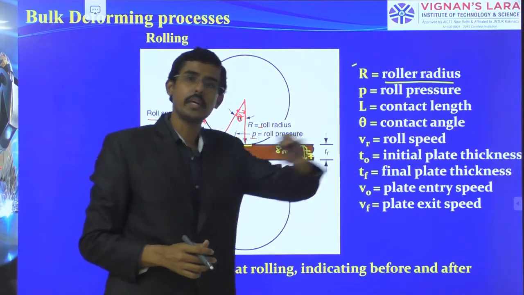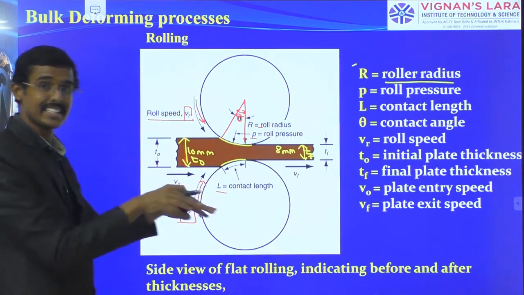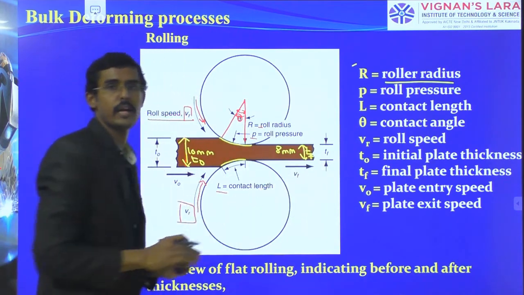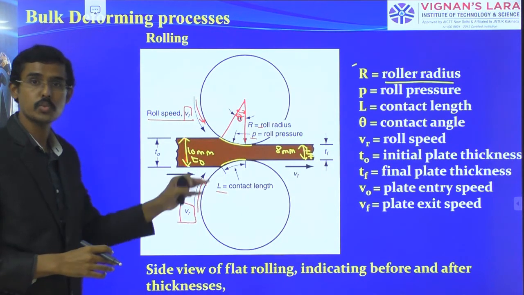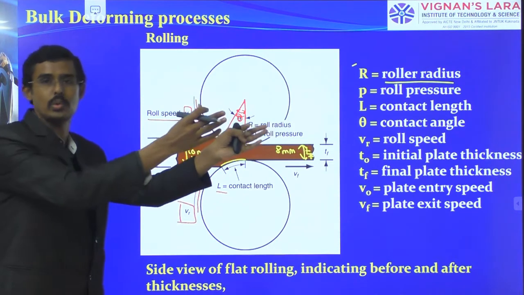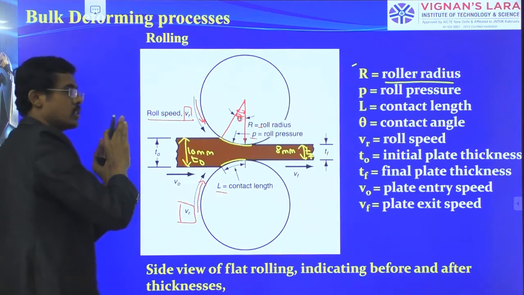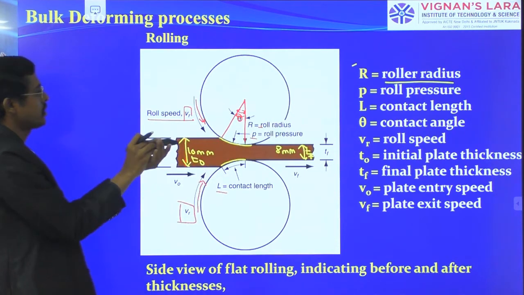Plate entry speed: how fast the plate is given. The roller has its own rolling speed, but how fast am I pushing the plate? Both speeds work together to bring it out. How fast is it dragging, how fast is it pulling? I am not pulling, I am just keeping it here.